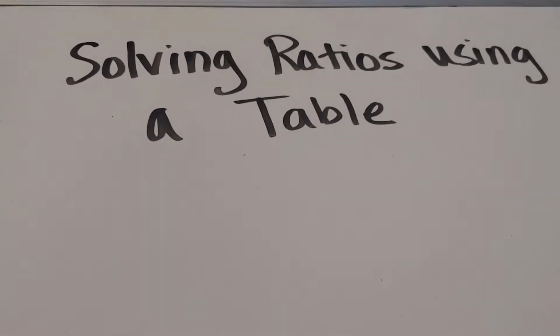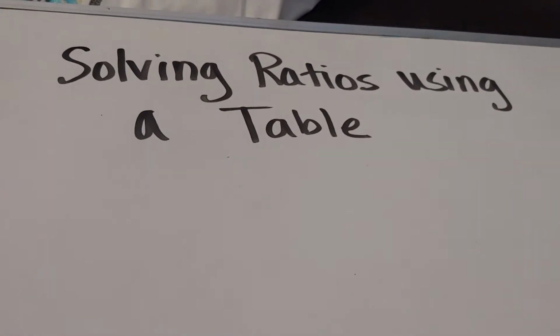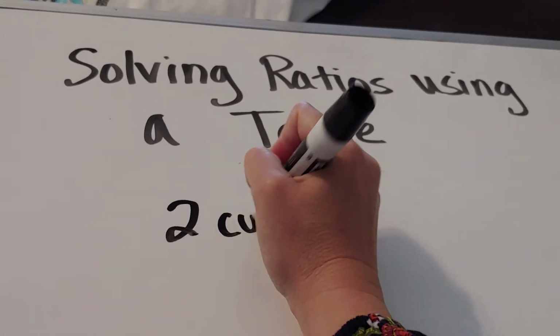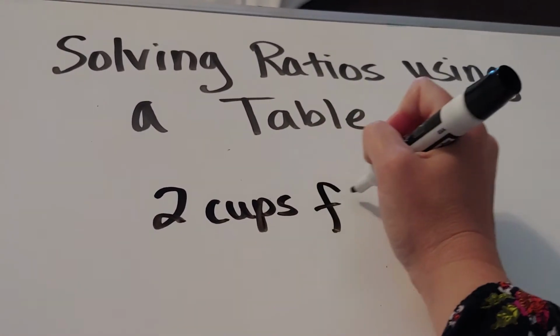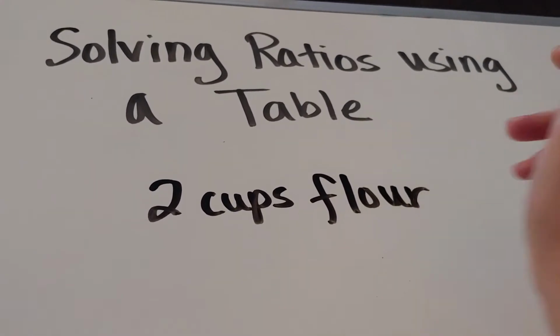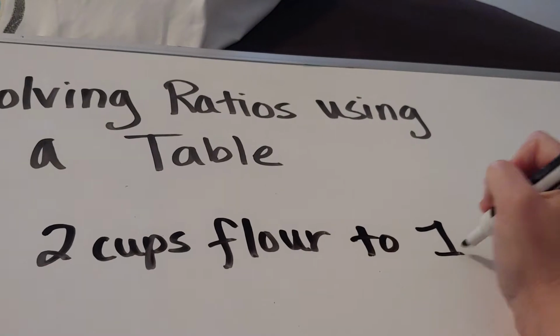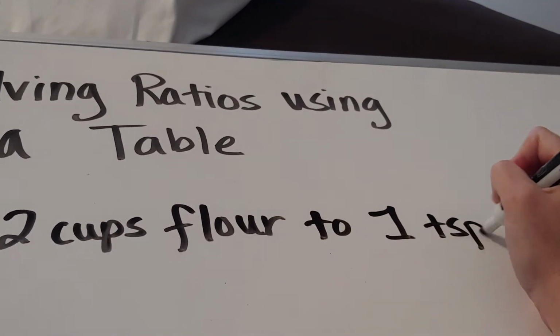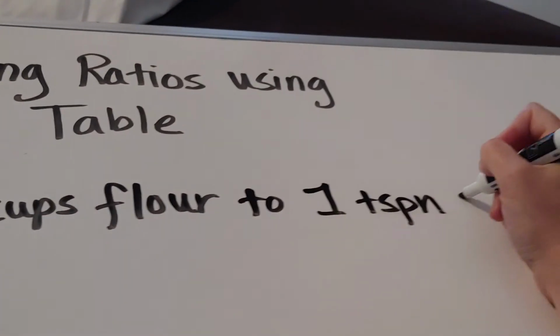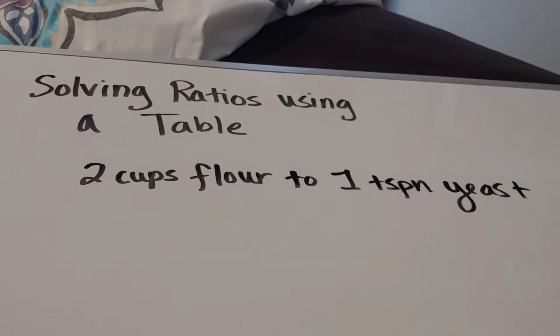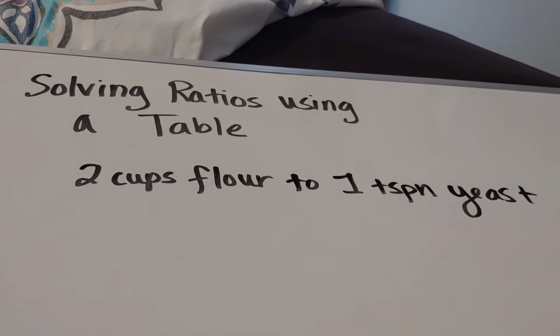So let's say, for example, that we had a recipe for pizza dough, and that recipe had 2 cups of flour to every 1 teaspoon of yeast. Okay, so that's my ratio, 2 cups of flour to 1 teaspoon of yeast.